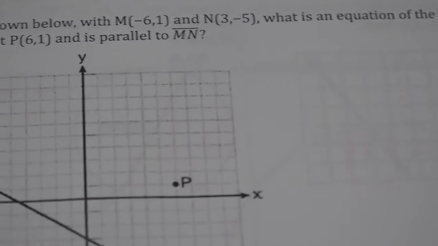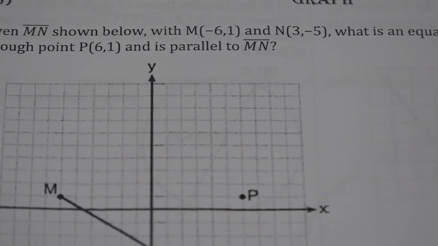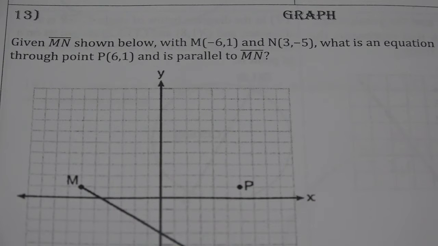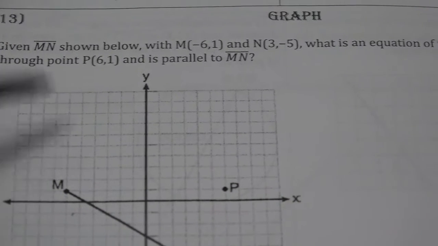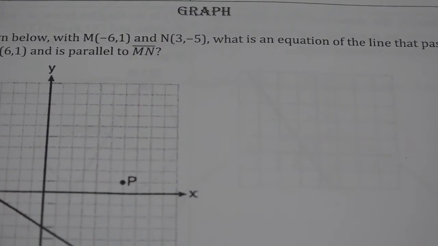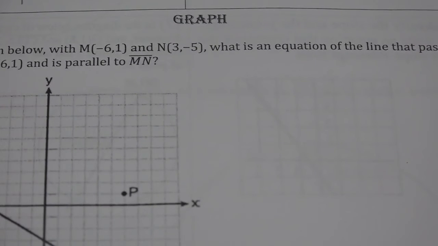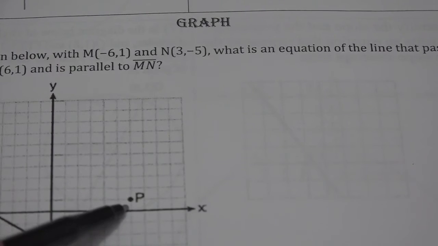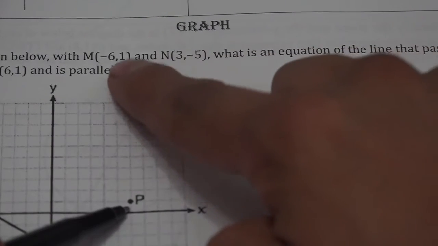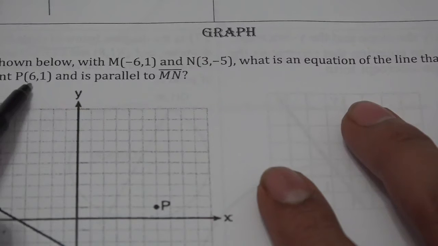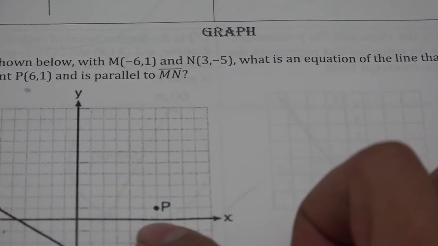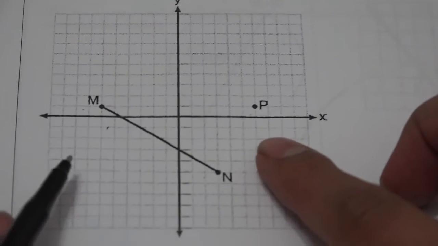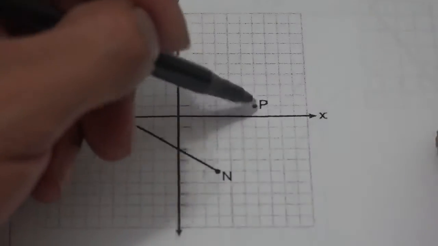So now let us grab this. Oh, I don't know what it's asking. It says given MN below, with M as negative 6 comma 1 and N as 3 comma negative 5, which is right here. Okay, what is the equation of the line that passes through point 6 comma 1? Okay, that would be this one. Don't get confused with this, that's something else. The point is 6 comma 1 and it's parallel to this one. So they want a line parallel to MN that passes through this point.